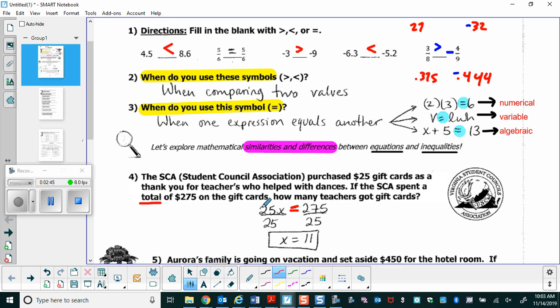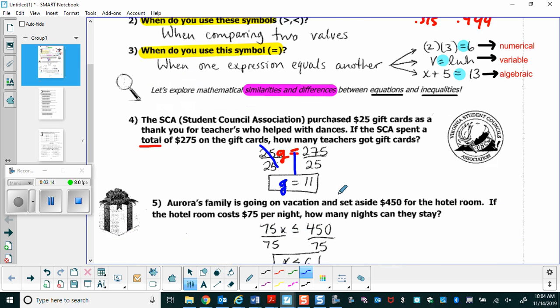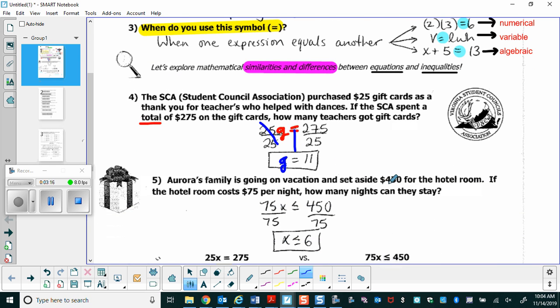We also know that it's $25 per gift card. I might use a G here for this, so that if it's $25 per gift card and they spent $275, we can now divide both sides by 25 to get here that they must have gotten 11 gift cards, all right? So there's one set answer here. We must have had 11 teachers who got gift cards, okay? There's one answer.